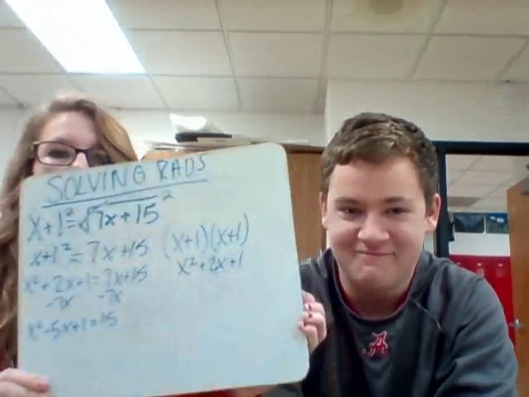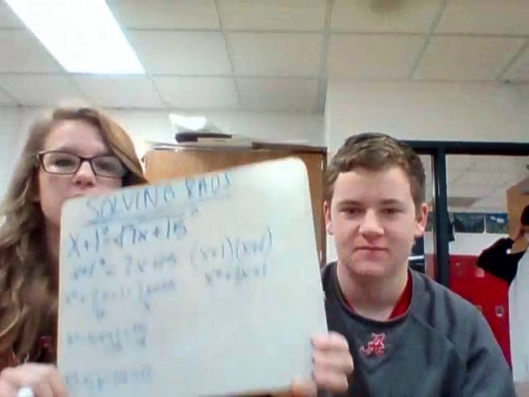And then you're going to have to make everything equal 0 so you can factor with the x squared. So you're going to subtract 7x on each side, and you're going to get x squared minus 5x plus 1 equals 15. Okay. And then you're going to make it equal 0, so you have to subtract 15. Then you have x squared minus 5x minus 14 equals 0. Alright?